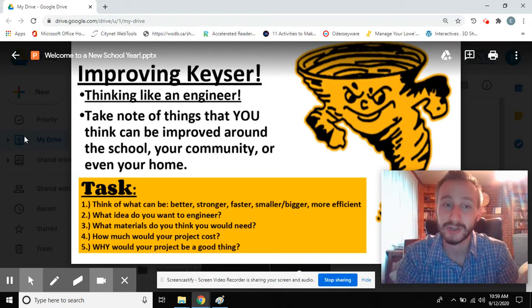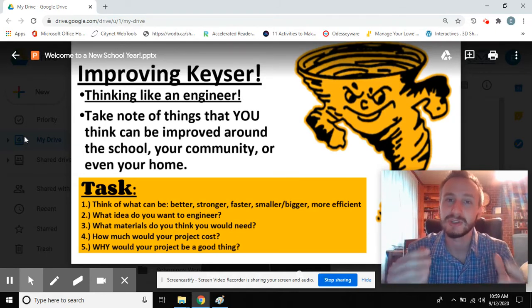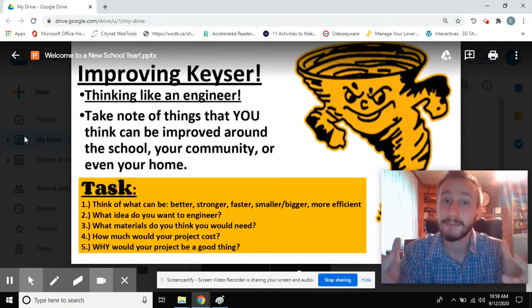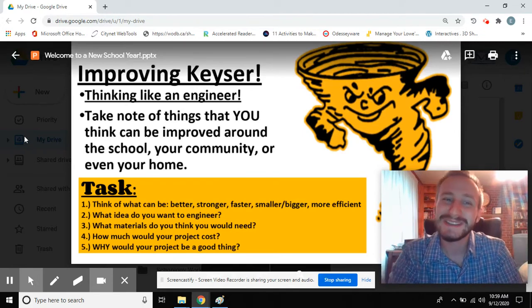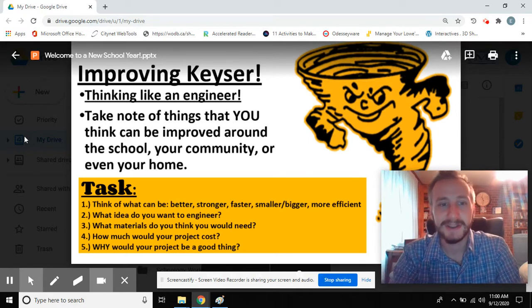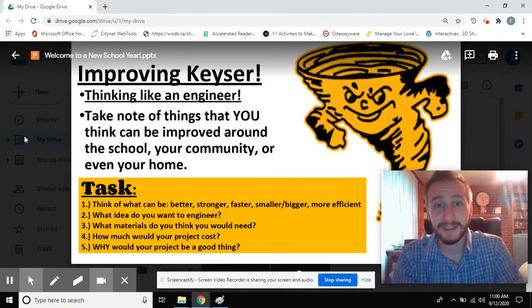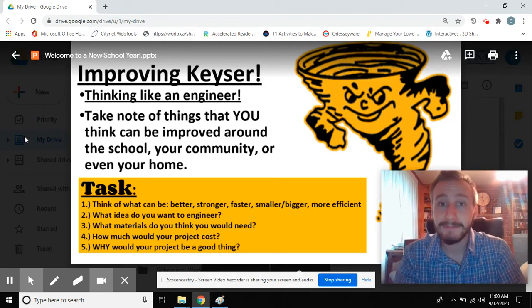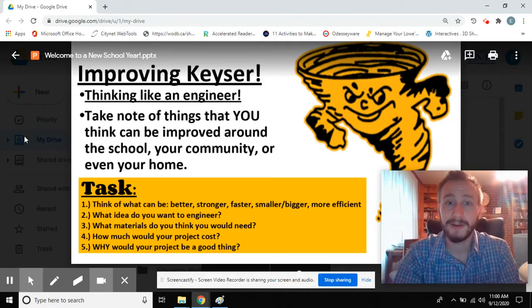So that's why these structural engineers are constantly working using mathematics to make sure that we're distributing the weight properly so that it stays standing and can't collapse or hurt anybody. Okay, so this is what I want you to try on your task. It says improving Kaiser. I want you to think like an engineer. Okay, so anything and everything, it may have already been made, but it can always be improved upon, right?